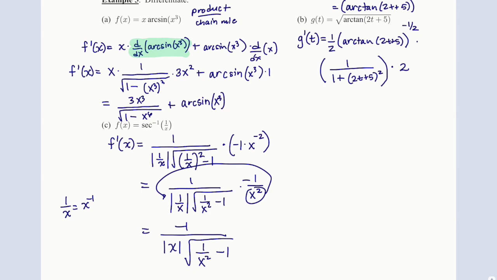We could go even further, but for now, let's just leave it like that. Our goal was just to get the derivative, so we'll just leave it. In the next couple of examples, we'll need to clean the derivative up to be able to work with it a little better. But for this one, let's just leave it right there.